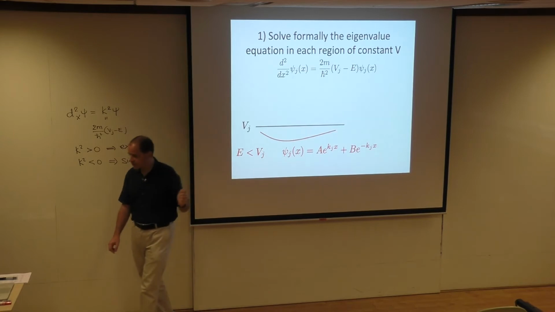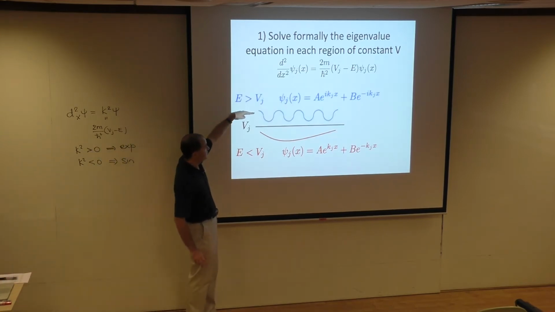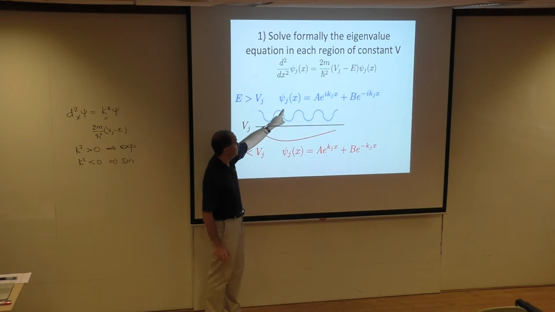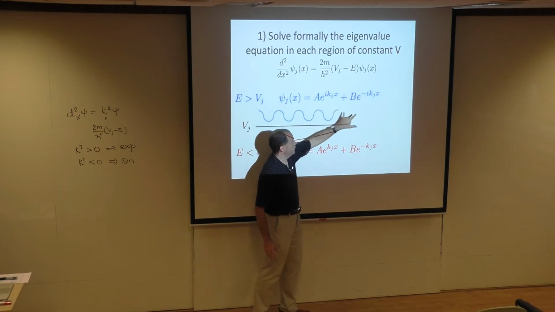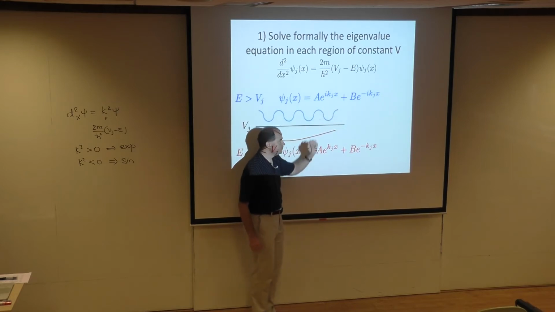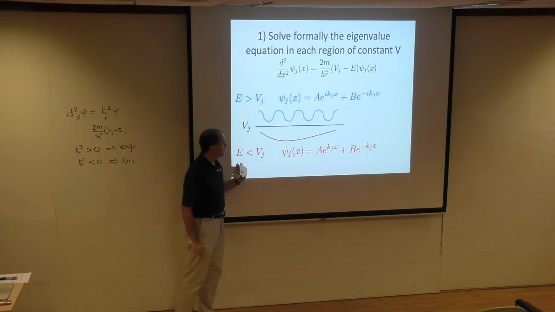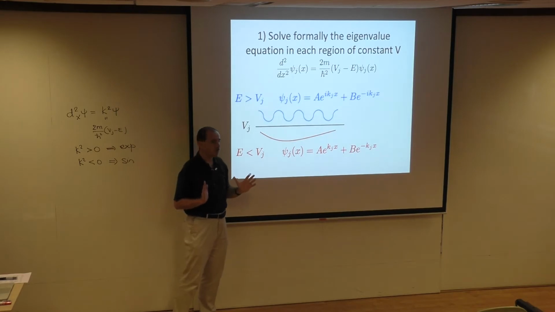If E is larger than Vj, so if we are looking at a solution that is above the potential, then k squared is negative, so there is an i factor, and the wave function psi will be a superposition of complex exponentials, or of cosine and sine. A and B in both cases can be complex numbers, right? So this is pretty clear. Of course, A and B still have to be determined. How are we going to determine them? By connecting the pieces of the wave function.